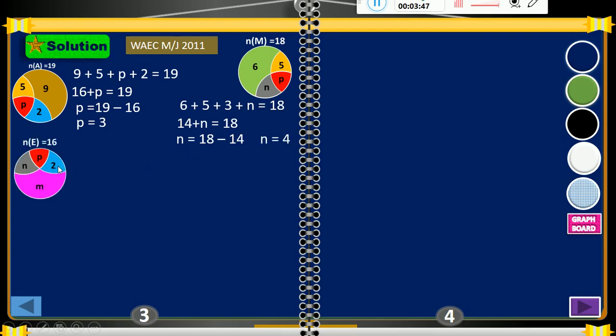This circle represents those who offered economics. If we add everything inside this circle, it must be equal to 16. So adding everything there, it must give you 4 plus 3 plus 2 plus M is equal to 16. On simplification, M is equal to 7. So now let's get the answer to question number 6A.